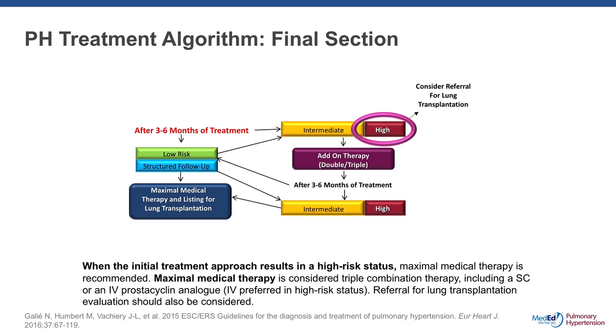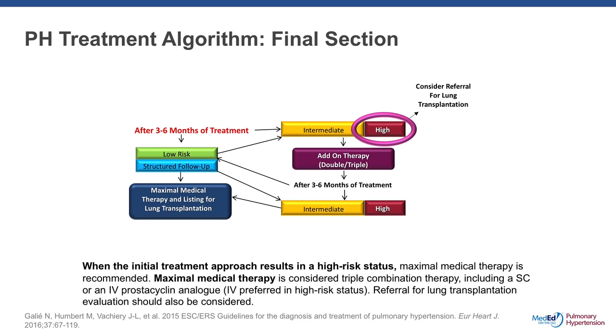On the other hand, if after your first treatment choice you reassess them 3 to 6 months later and they remain in high risk, that's a very poor prognostic indicator, and maximal medical therapy should be considered with triple combination therapy, including a parenteral prostacyclin. At this point, you should also consider them for lung transplantation. A patient who remains at high risk, even after treatment, should be considered for lung transplantation if they are otherwise candidates for that.